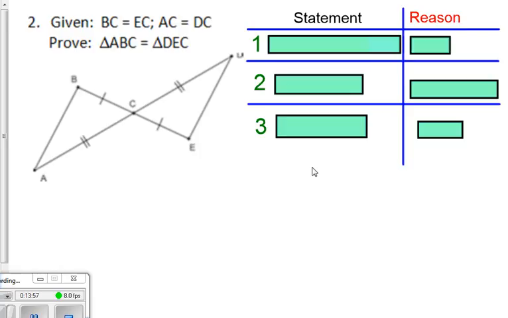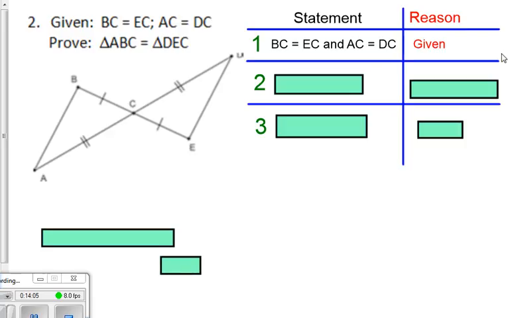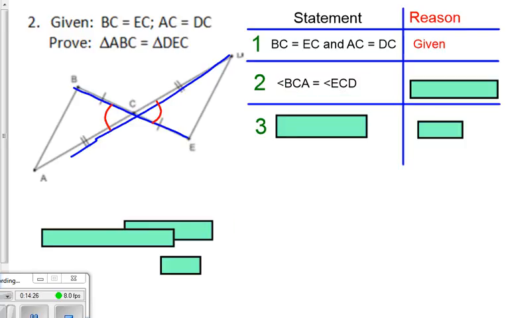If we look at that then, you always start off with your given statements. So BC equals EC and AC equals DC. The reason, of course, is that it is given information. Now if we look at our figure, we see 2 intersecting lines right here, which means that they form vertical angles. So those angles right there have to be equal to each other. So we would say that angle BCA equals angle ECD. How do we know that for sure? Well, because they are vertical angles. Vertical angles are always going to be congruent.